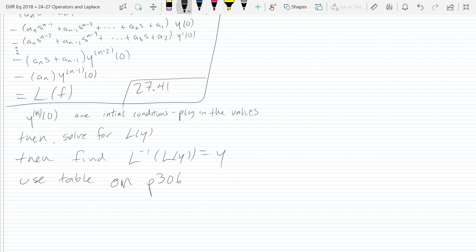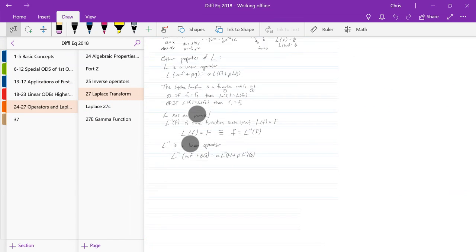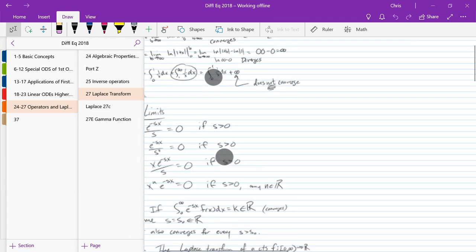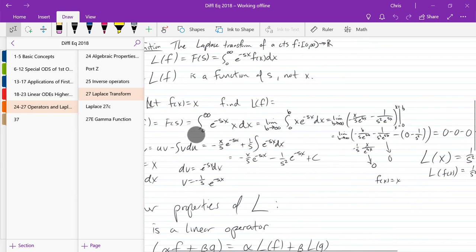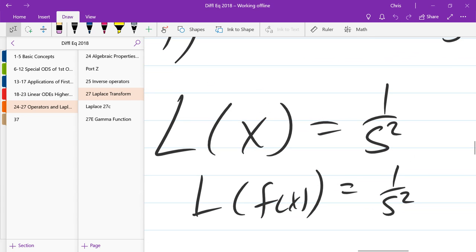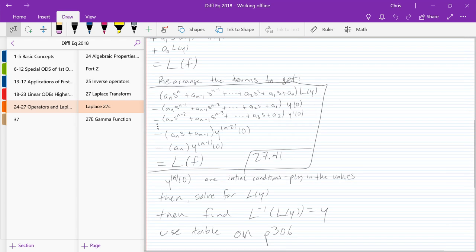Well, we computed one of those off that table. I think it was last note section, where we did one of these. Here we go. So we got one of these transformations that we computed, L of the x function was 1 over s squared. You can compute them, but I recommend you just use the table that's in your book. Some of them are actually really tough to compute, some of them are very easy to compute. Just x should turn into 1 over s squared.